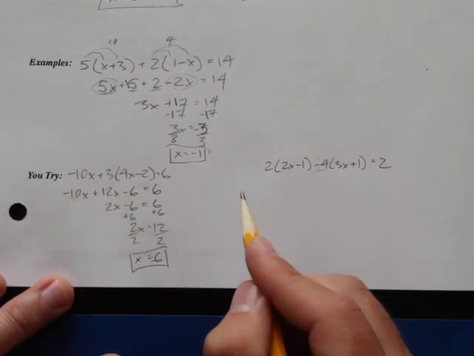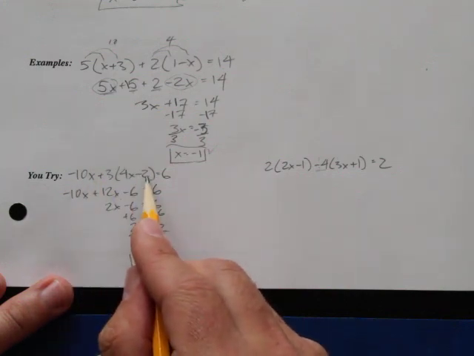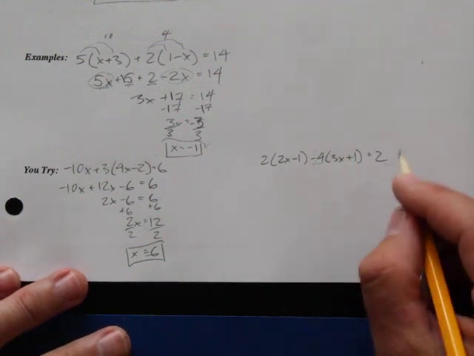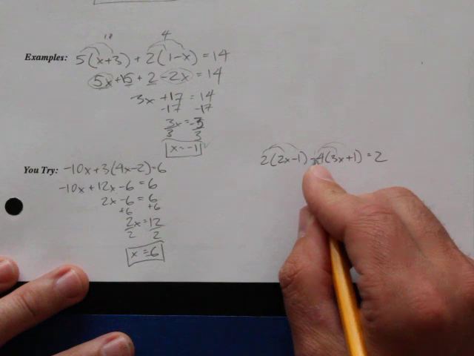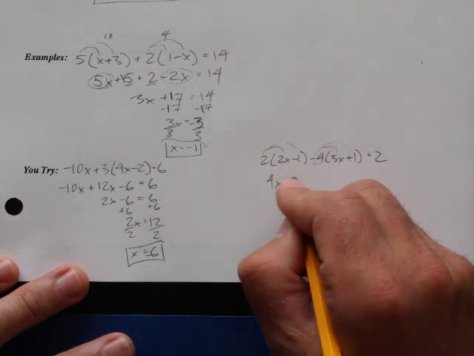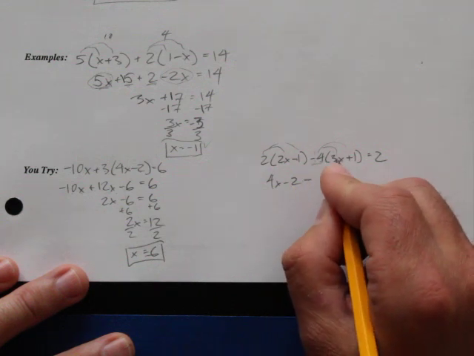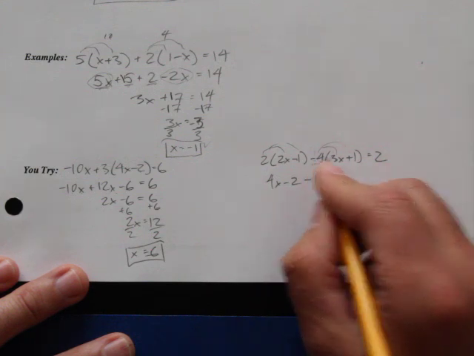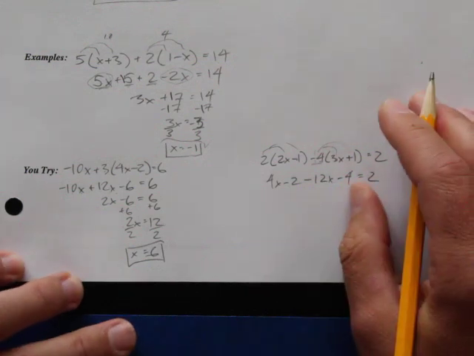If I were to plug that back in there, I would find that all of this mess will become 6. 6 equals 6. Over here on the right, distribute my 2, distribute my negative 4. 2 times 2x is 4x. 2 times the negative 1 is negative 2. Minus, because I know negative 4 times 3x is going to be negative 12x. Negative 4 times 1 is negative 4 equals 2.